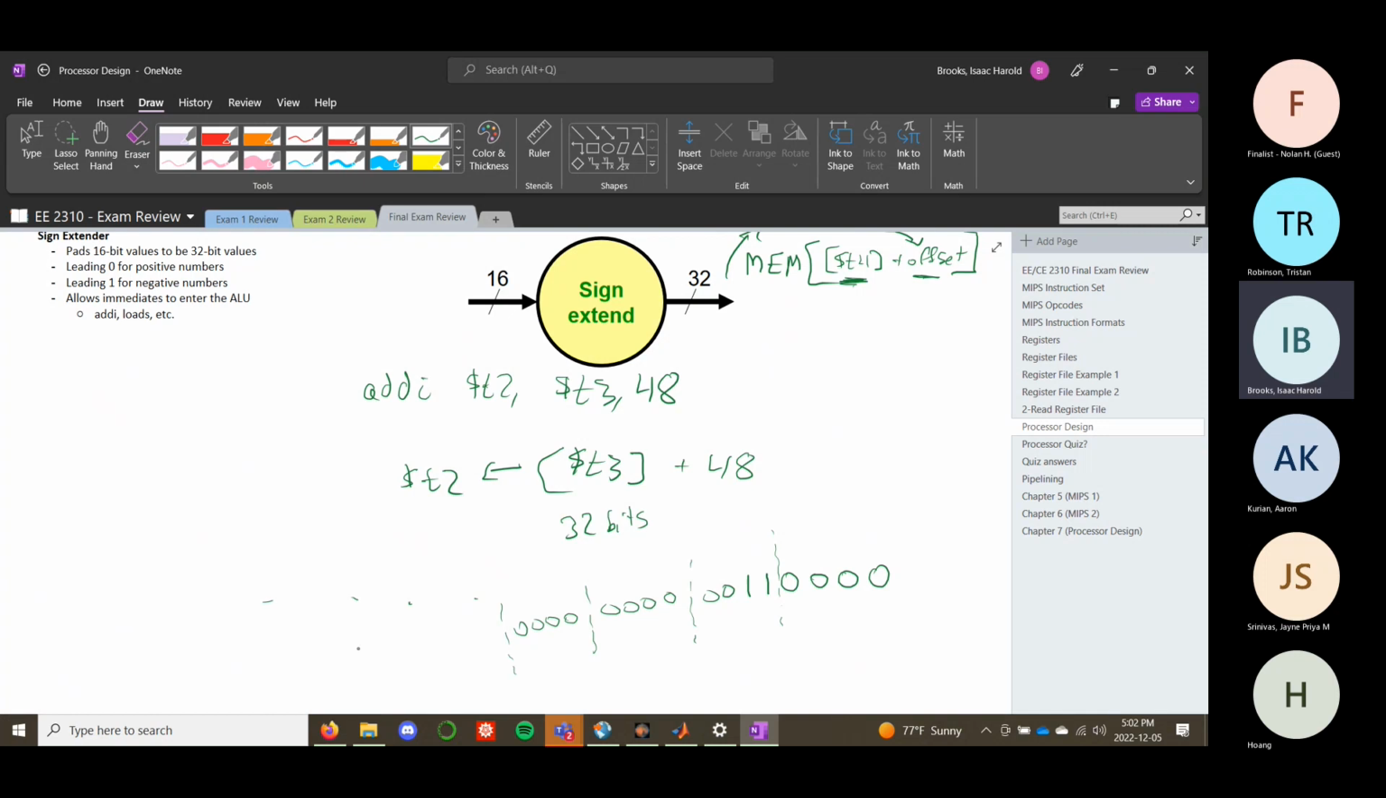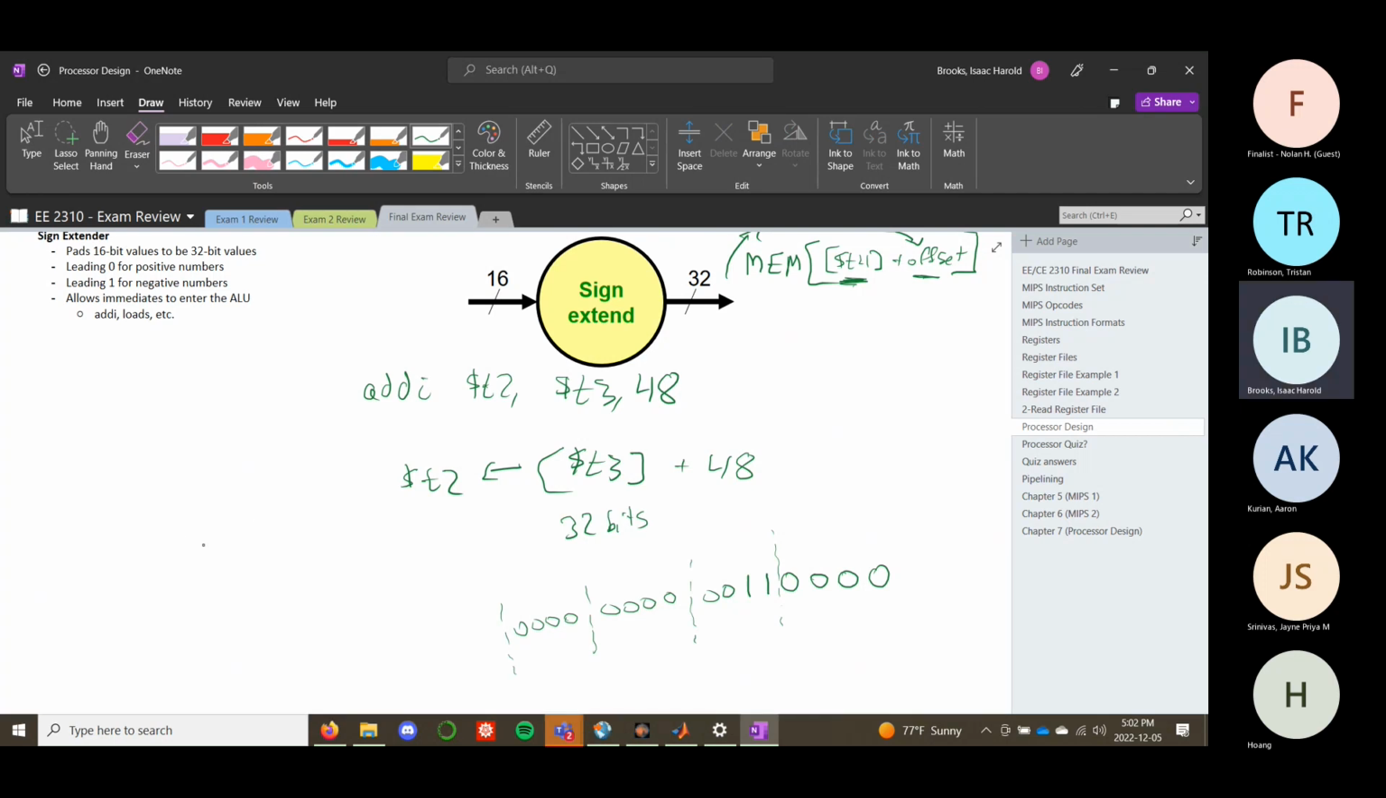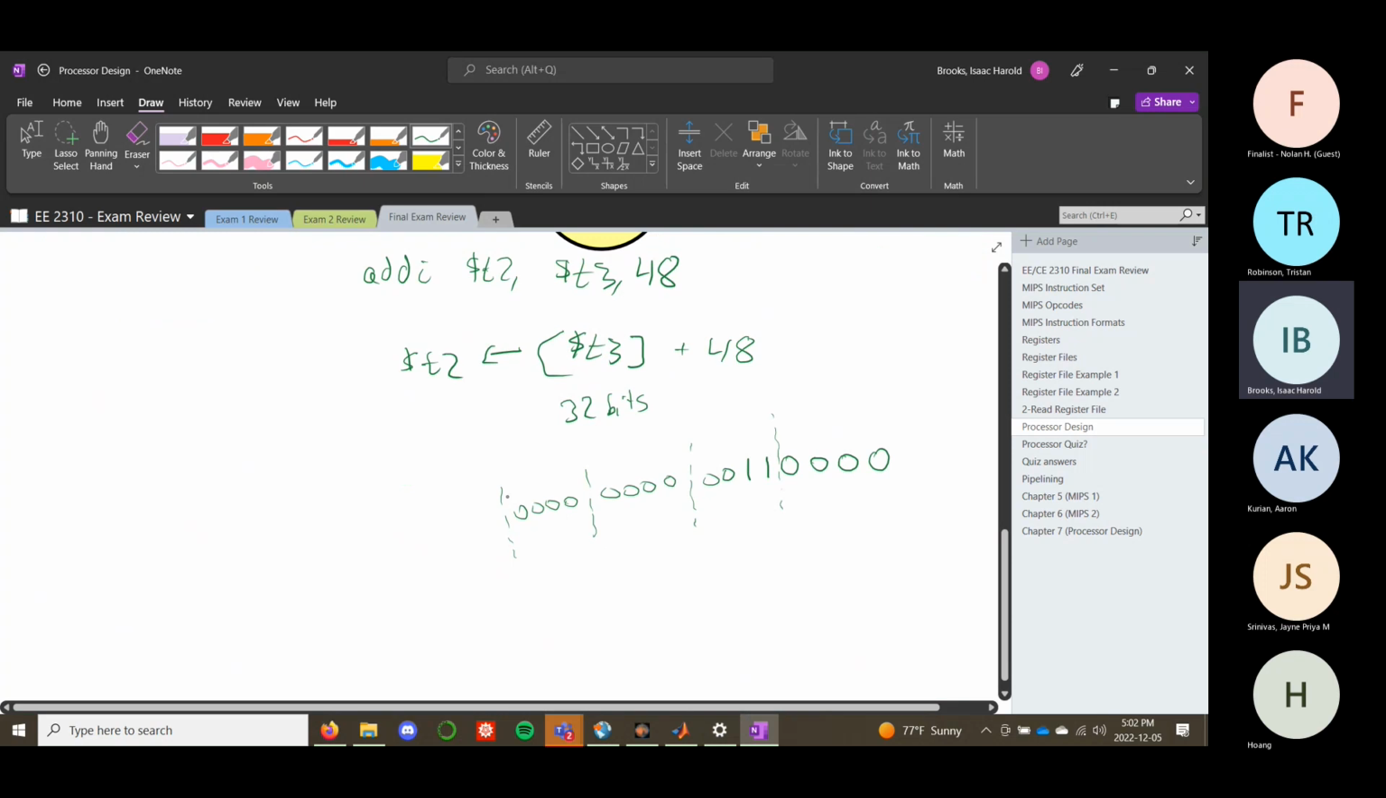Now, like you said, if this was a negative number and we were using 2's complement, say our number was negative 48, right? So to calculate negative 48, here's our 48. We'd flip all the bits, and then add 1.